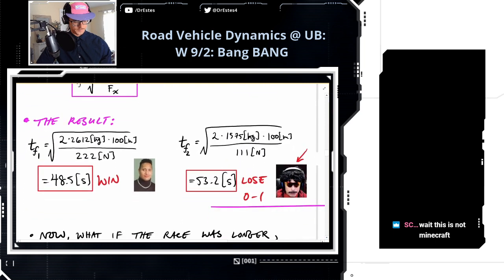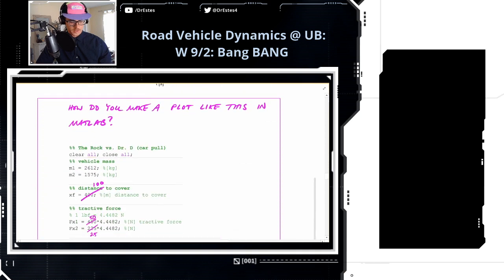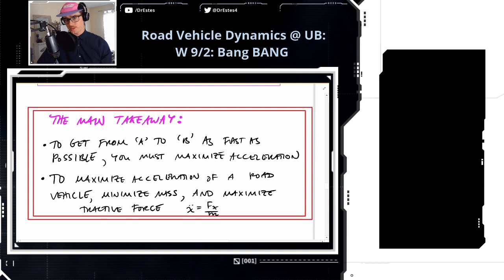we found out that Dr. Disrespect lost this race. And the main principle here is if you have more acceleration, you're always going to be ahead in a race. So for racing, the goal is to maximize acceleration 24/7, 365 days a year. So I want to go down here. Because, okay, how do we maximize acceleration for a road vehicle? To make it most simple, you want to maximize this ratio right here, which is the acceleration. So you want to make the numerator, the tractive force, as big as possible, and you want to make the mass as small as possible. Okay, that's the takeaway from the first lecture.